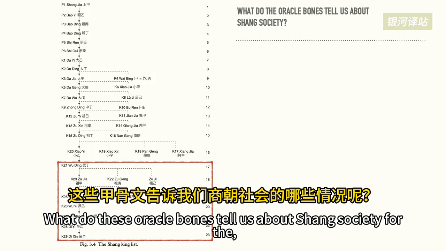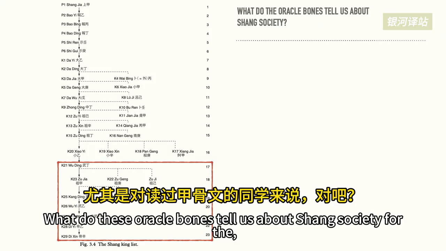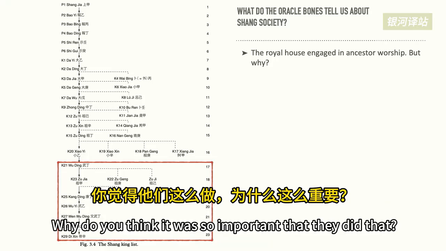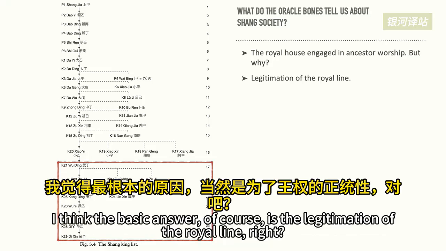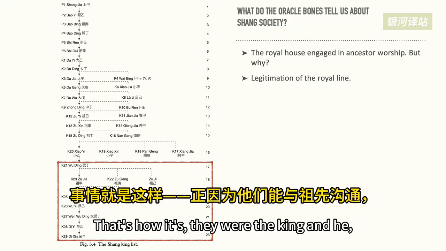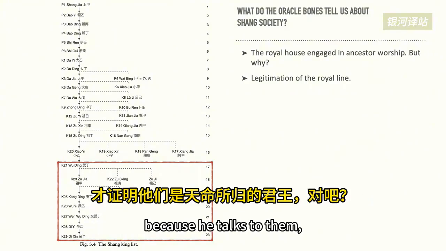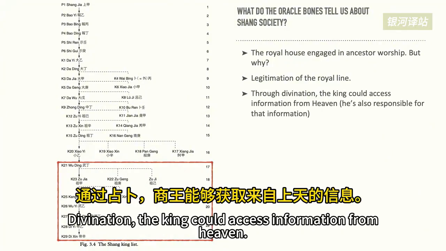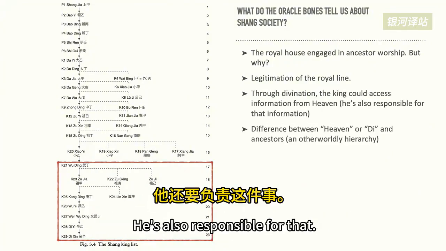What do these oracle bones tell us about Shang society? For those of you who read them, the royal house engaged in ancestor worship. But why did it engage in ancestor worship? Why do you think it was so important? I think the basic answer is the legitimation of the royal line. The king of the Shang has ancestors, and he talks to them. Because he talks to them, he's the king. That's a big part of it. Divination: the king could access information from heaven. He's also responsible for that.